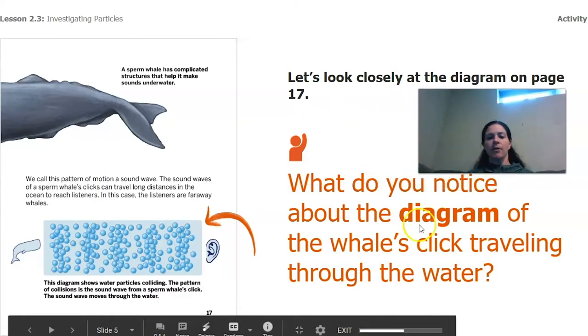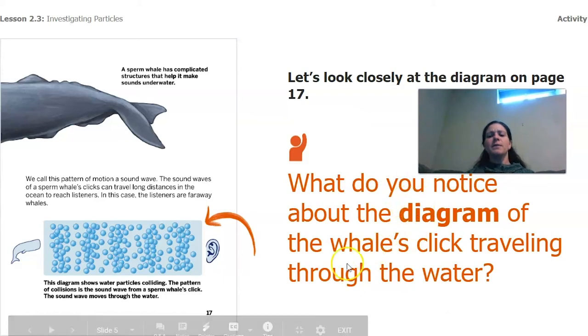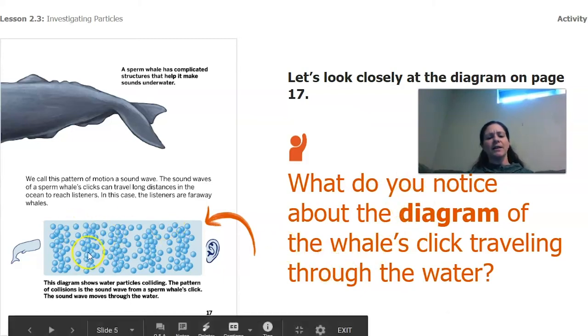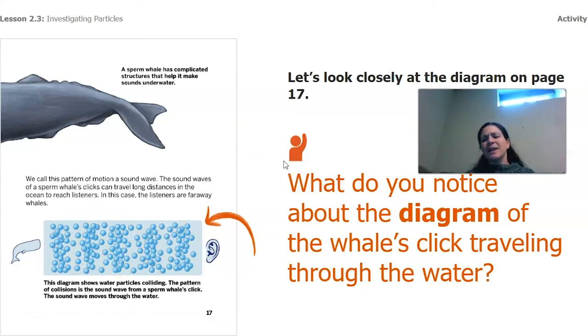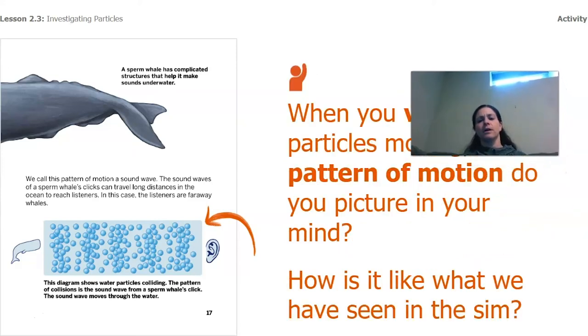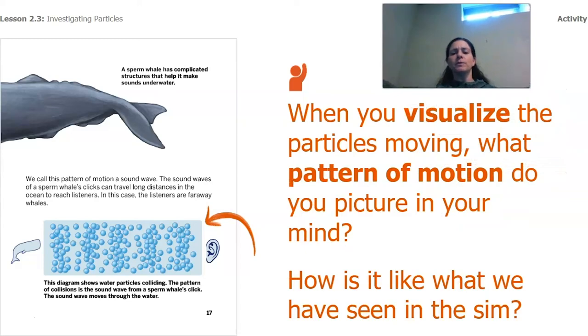So we noticed a couple things. What did we notice about the diagram of the sperm whale's click? We noticed that these particles, it almost looks like a pattern to me. They're not just randomly scattered everywhere. And as I visualize the particles moving, what pattern of motion do you picture in your mind? So that's an interesting one. I would like to picture that using the simulation. So that's what we're going to do in our next activity.